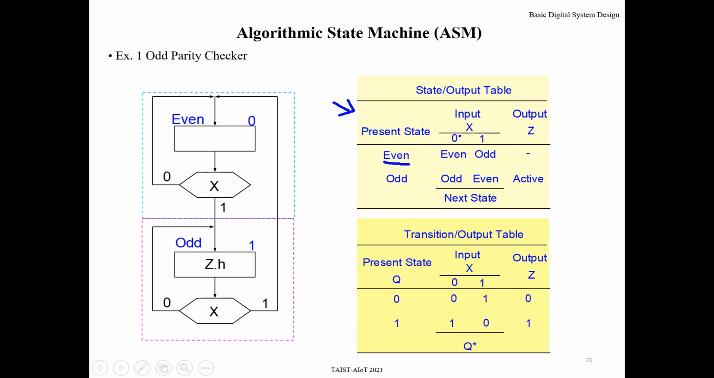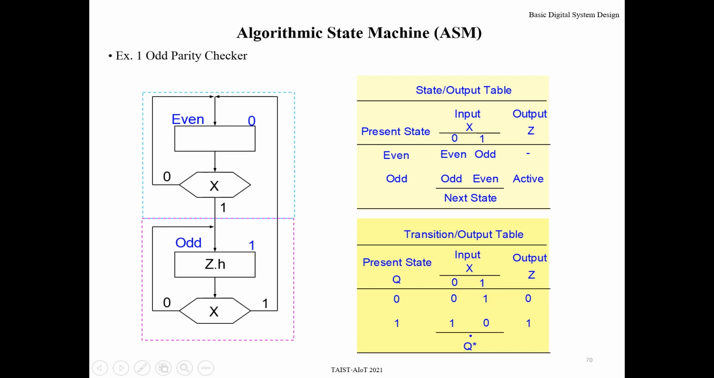Let me write down the state output table from here. State even, when input X is 0, stays even. If the present state is odd and input is 0, the next state is odd. When X is 1, it changes from even to odd, and from odd to even. And in state odd the output is active. So after the state assignment, Q equals 0 for state even and Q equals 1 for state odd.